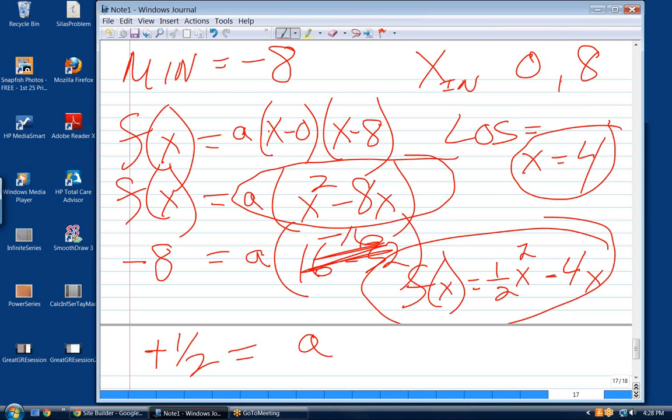So if an intercept's 0, there's no constant? I guess, yeah. That makes sense, because then you're going to have an x times that, and there's no constant produced. Okay. All right. Those were interesting problems.